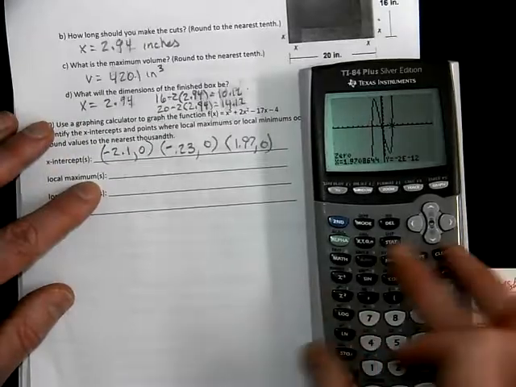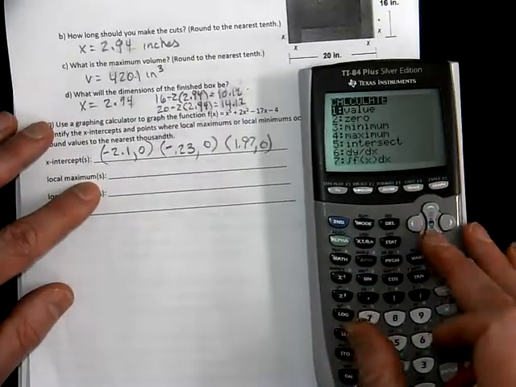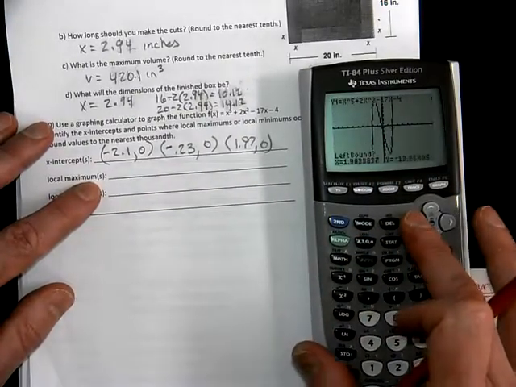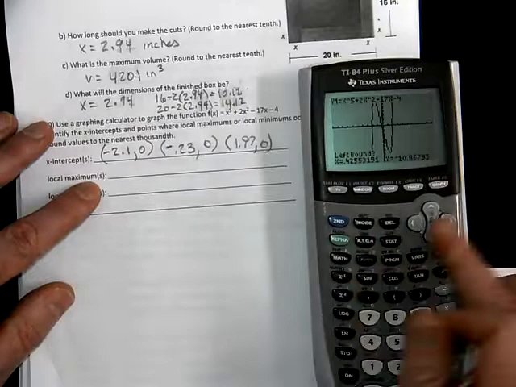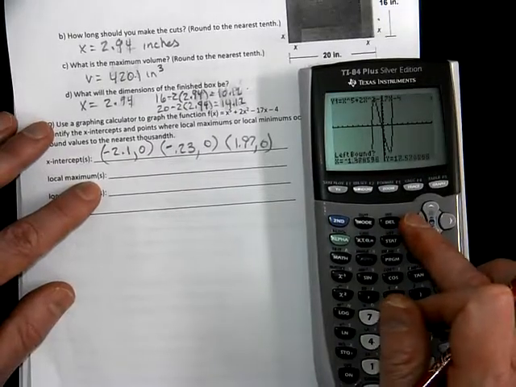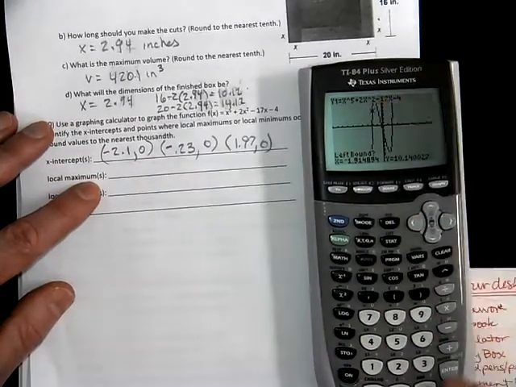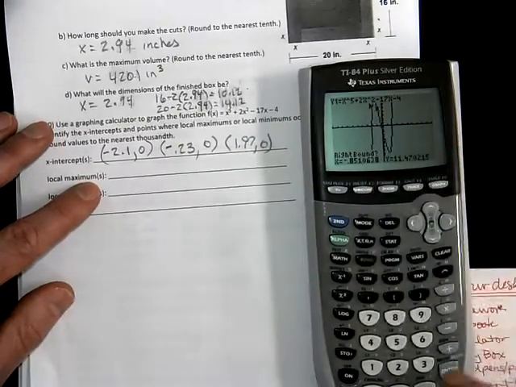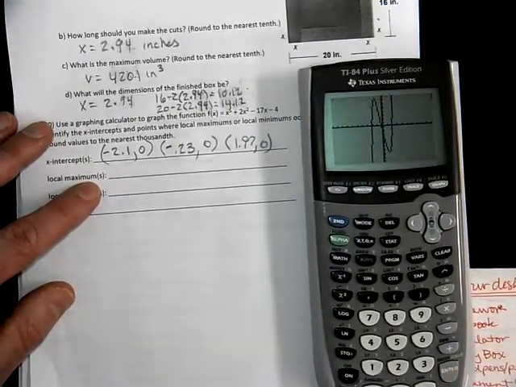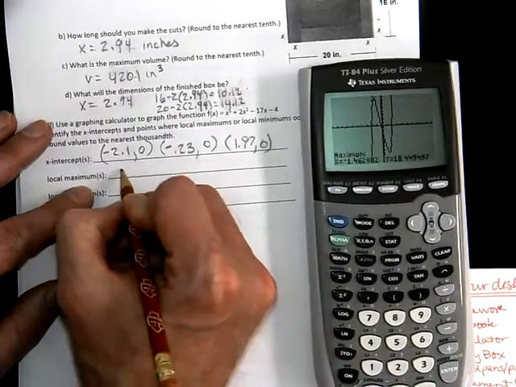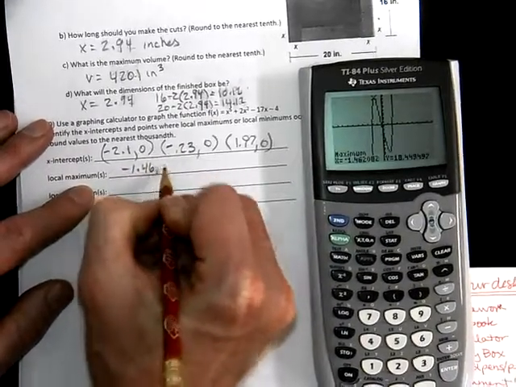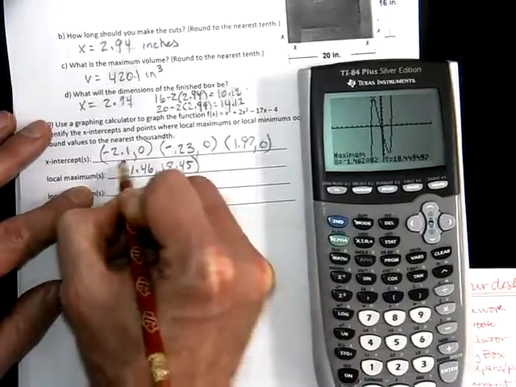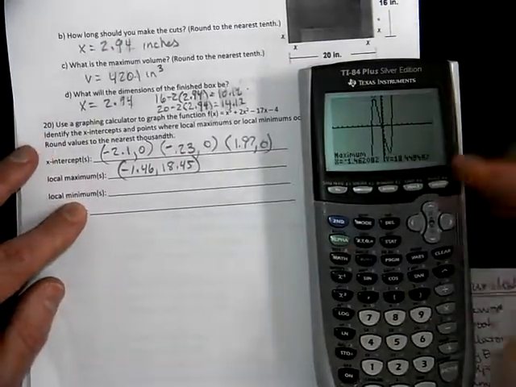Okay, local maximum. Local maximum, we go down here to maximum. We have to get to the left bound of it, so we get to the left of this highest point, enter. Get to the right of the highest point, enter. Just hit enter again, and that gives us a negative 1.46 and 18.45.